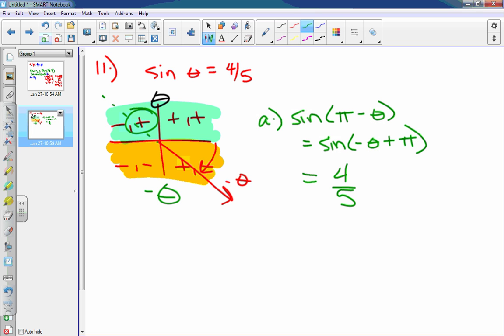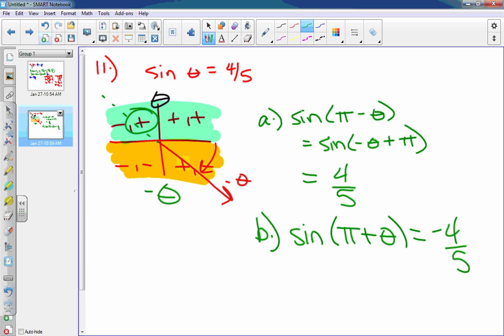Okay, part B. Part B says to take the sine of what? Okay, well, this is talking about being in quadrant 1 or 2. It's the same exact concept, except this time, when I'm in quadrant 1 or 2, my sine value is positive 4/5. And if I add pi units to that, where am I going to land at? I'm either going to land in quadrant 3, which has a negative sine value, or in quadrant 4, which has a negative sine value. So this is going to give me what? Negative 4/5. Do we all understand that?